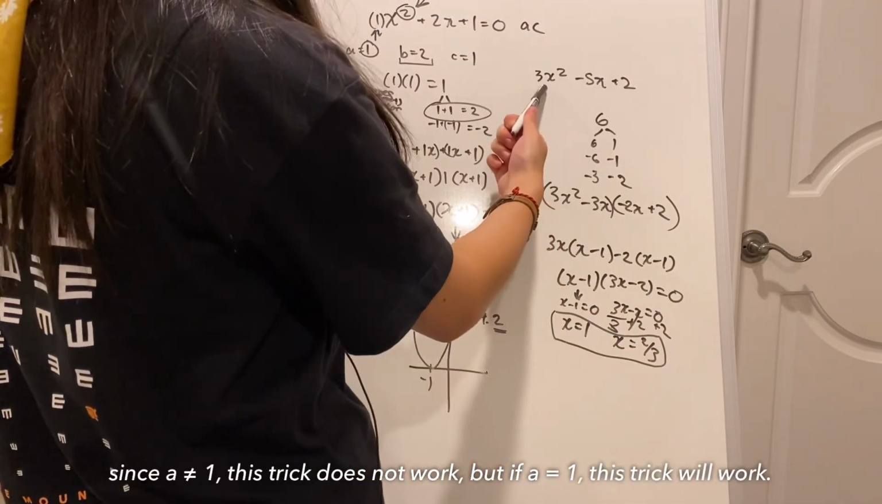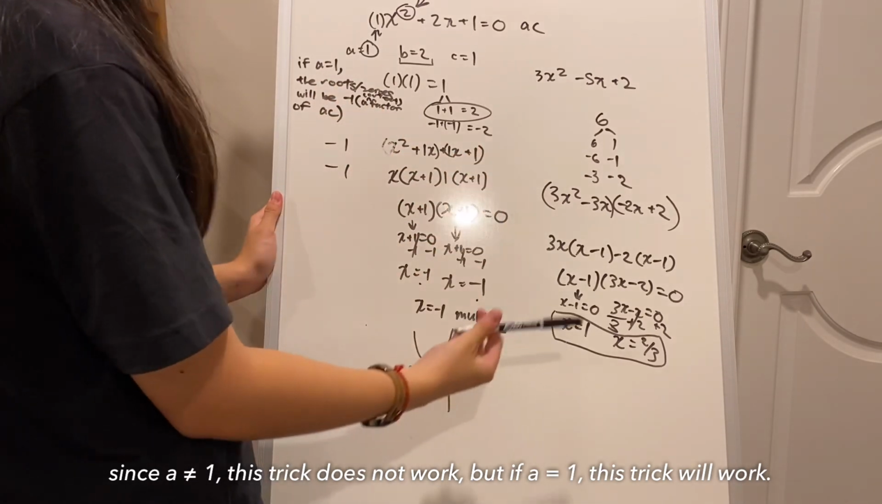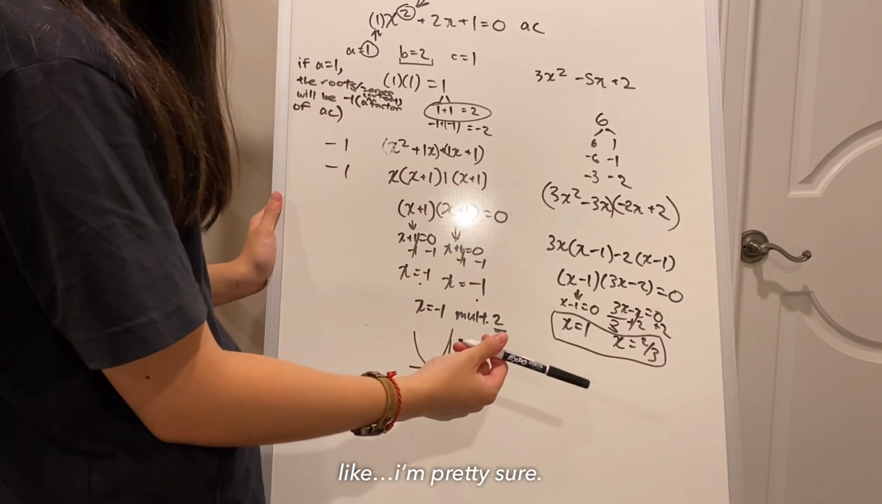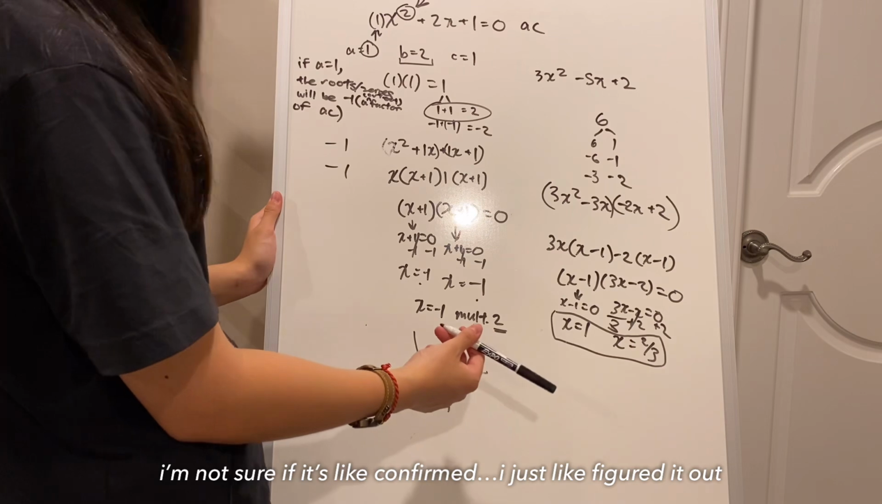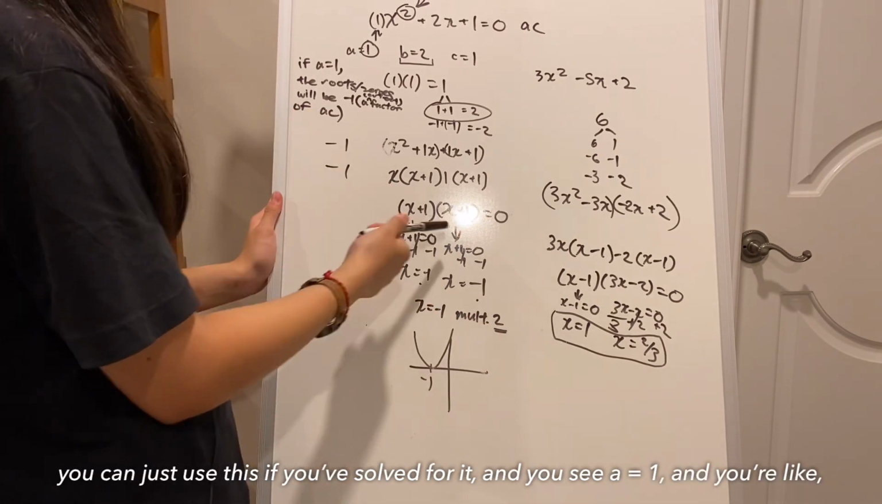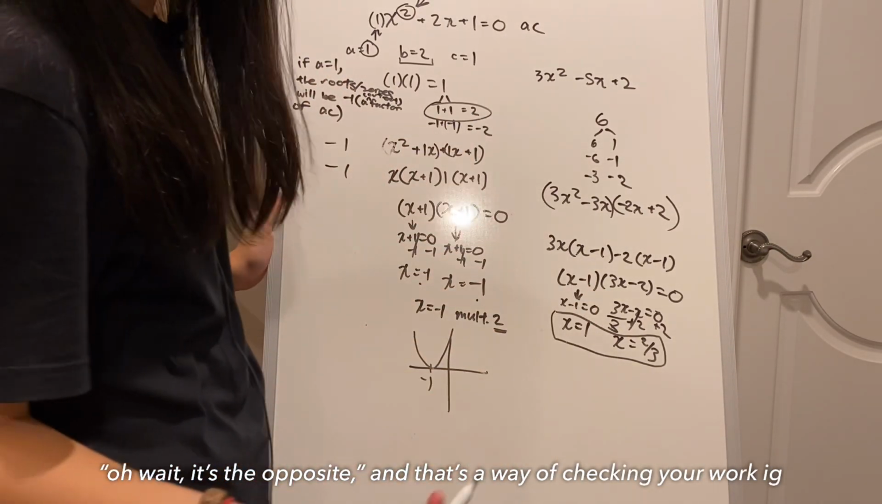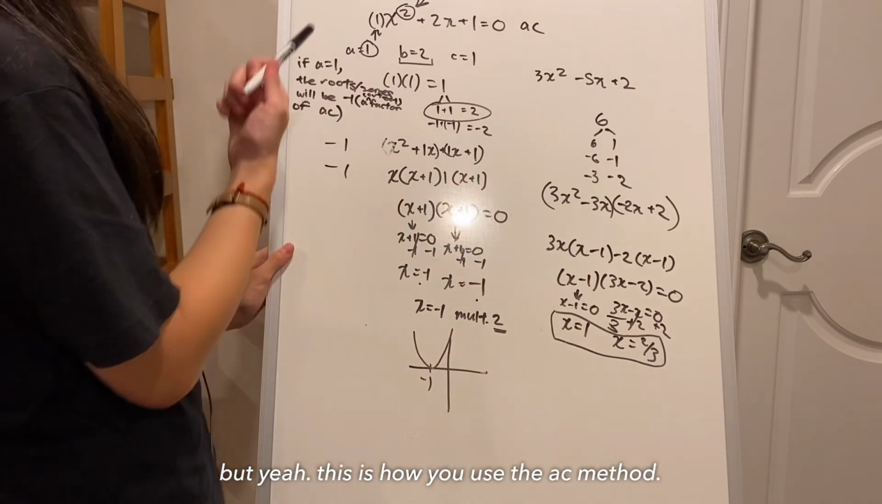Since a does not equal 1, this trick does not work, but if a does equal 1, this trick will work. I'm pretty sure, I'm not sure if it's confirmed, I just figured it out, but all the times it has worked. You can just use this if you solve for it and then you see a equals 1 and you're like, oh wait, it's the opposite, then that's a way of checking your work, I guess. But yeah, this is how you use the AC method.